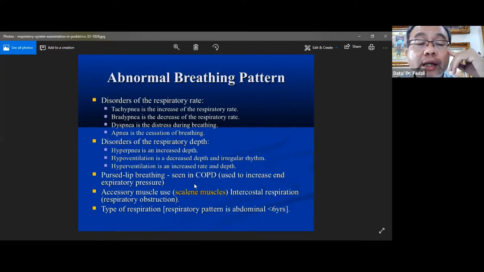Then using accessory muscles, you have to know also. What are the accessory muscles? Sternomastoid, intercostal, diaphragm mainly. And then type of respiration. Until the age of 6 years, they can still have abdominal breathing. After that, it is usually mainly chest breathing. You have to recognize that, because there is some importance in terms of severity.